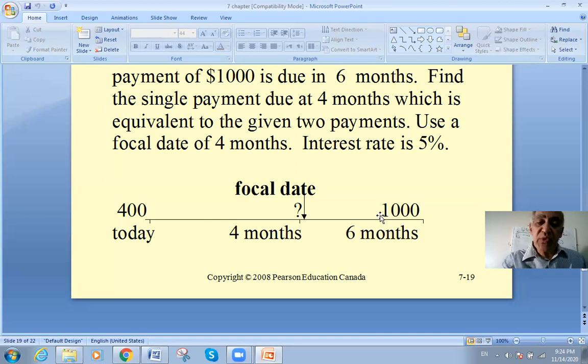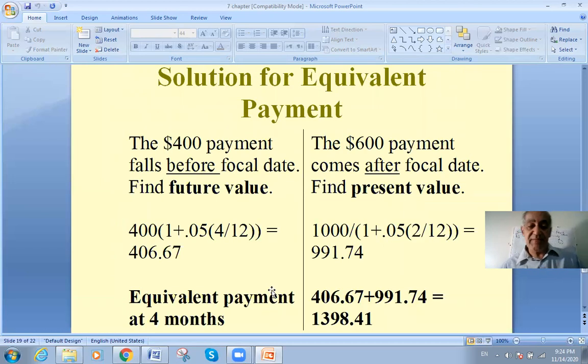So let's first do the first part, which is the $400. I want its value after 4 months. It's easy, it's not a problem. Let's go and see. In that case, we have $400 here, and you want the amount at 4 months. This is the focal date.